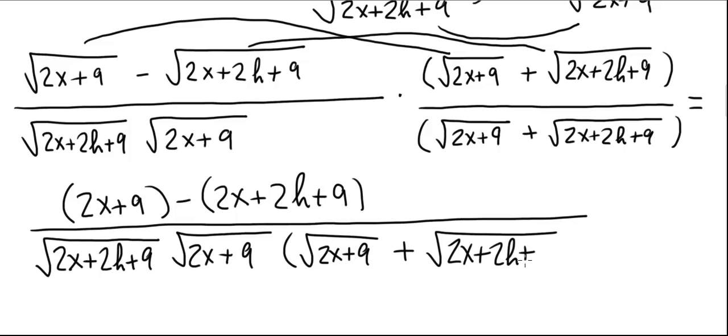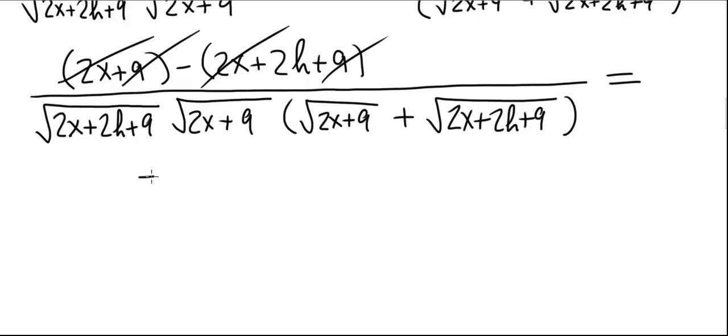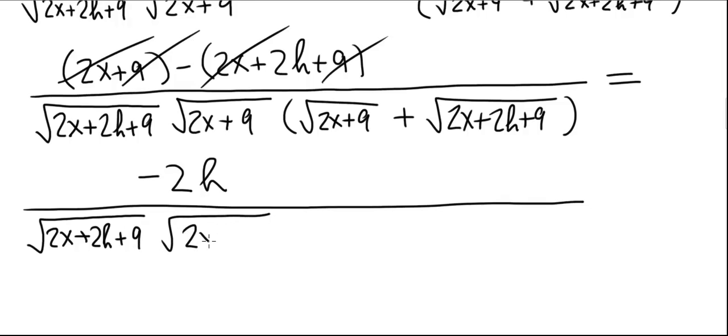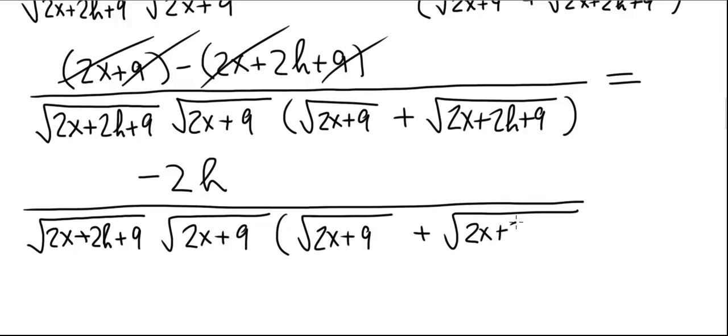Now in the numerator, 2x minus 2x cancel, 9 minus 9 cancel, and we are left with minus 2h in the numerator. So let's rewrite that. The end of step 2 is minus 2h times all these radicals in the denominator, which is okay as long as we keep track of them. Square root of 2x plus 2h plus 9 times square root of 2x plus 9 times square root of 2x plus 9 plus square root of 2x plus 2h plus 9. And that's the end of step 2.